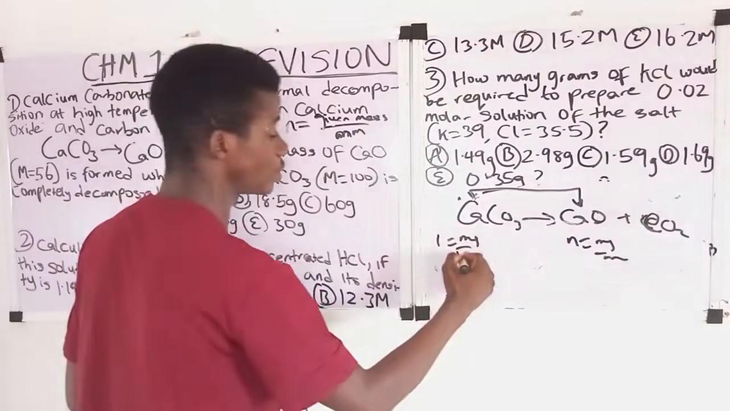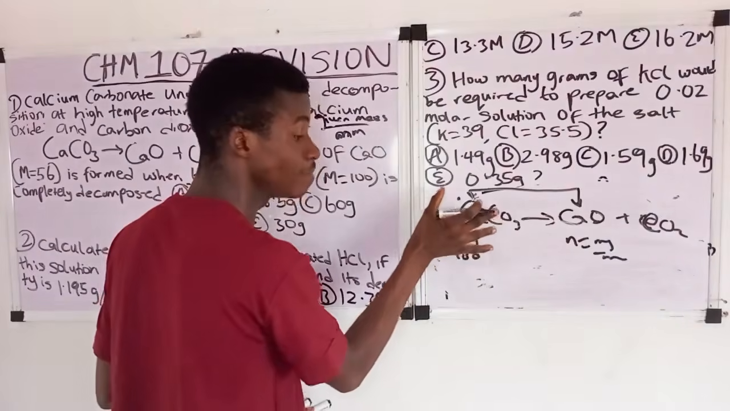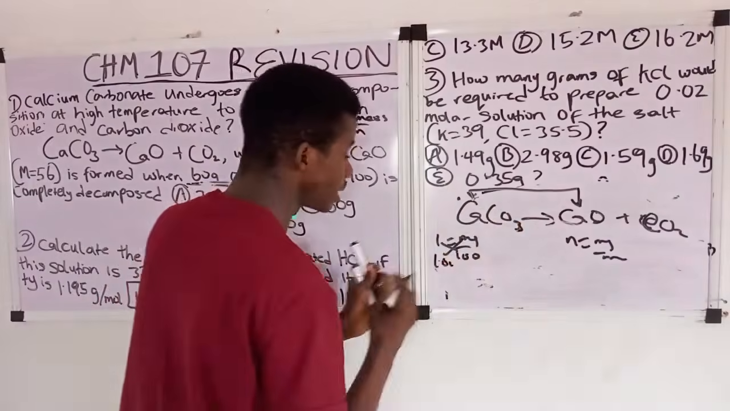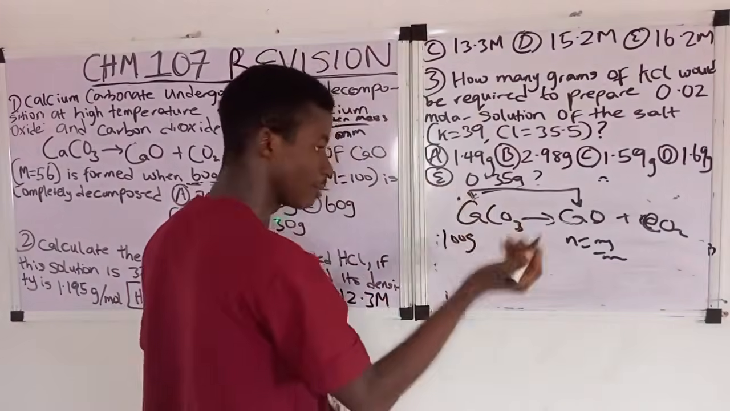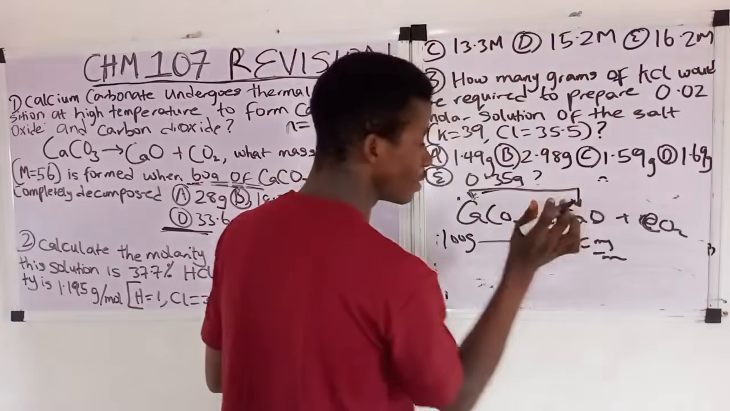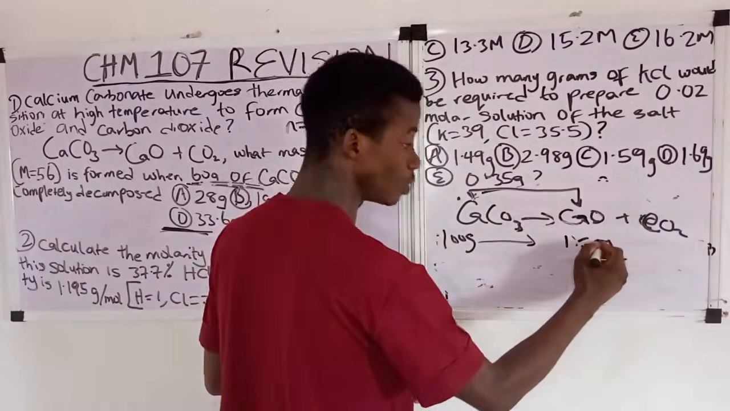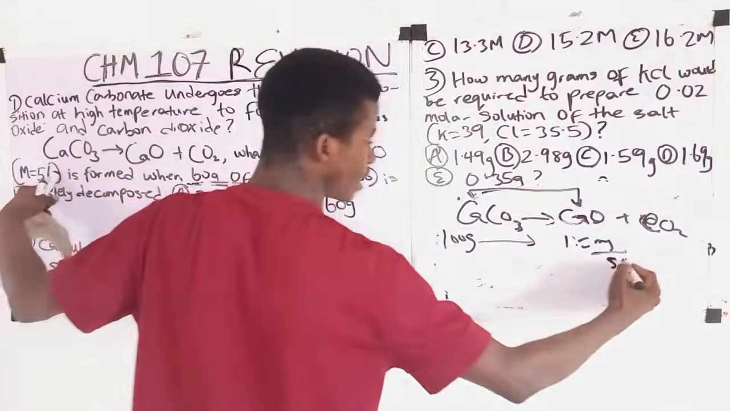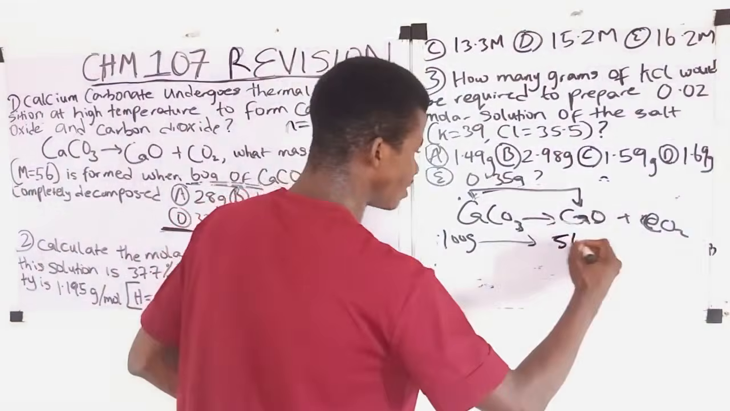The molar mass of calcium carbonate is 100. If you cross multiply, from this balanced equation, the mass of calcium carbonate is 100 g. So we say 100 gram of calcium carbonate gives what? Remember, from the balanced equation, calcium oxide has 1 mole. We don't know the mass. The molar mass of calcium oxide is 56. If you cross multiply, the mass of calcium oxide will be 56 gram.